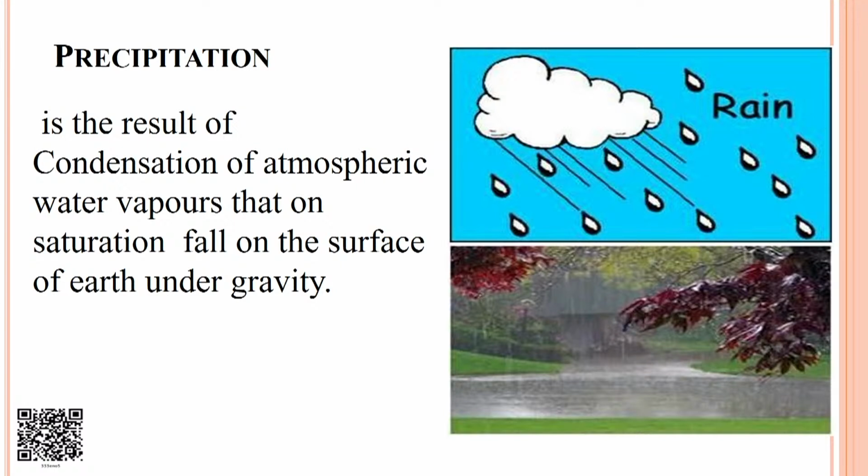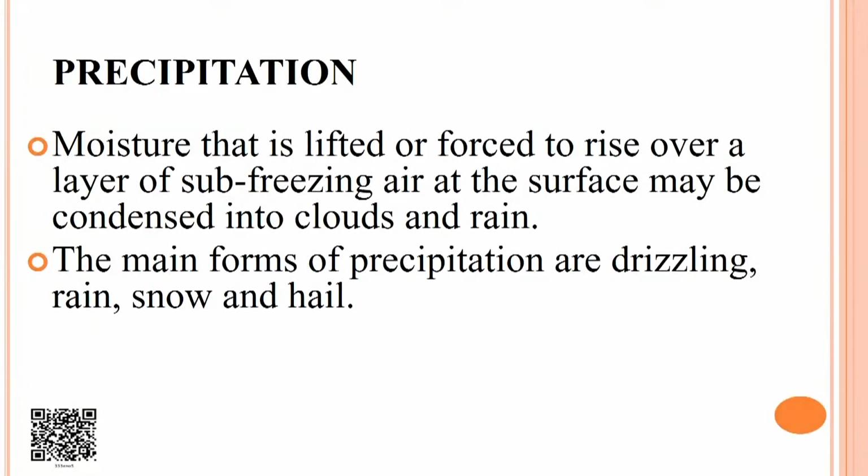Second most important factor is water or precipitation. Precipitation is the result of condensation of atmospheric water vapors that on saturation fall on the surface of the earth under gravity. In our detailed discussion, when we talk about biogeochemical cycles, we will discuss the water cycle, the hydrological cycle, in detail. Moisture that is lifted or forced to rise over a layer of sub-freezing air at the surface may be condensed into cloud and rain, and major forms of precipitation are drizzle, rain, snow and hail.